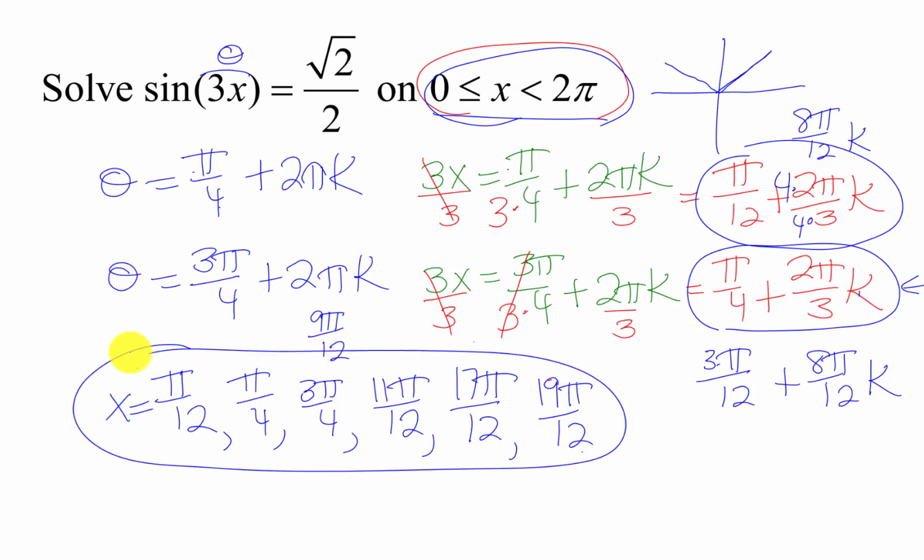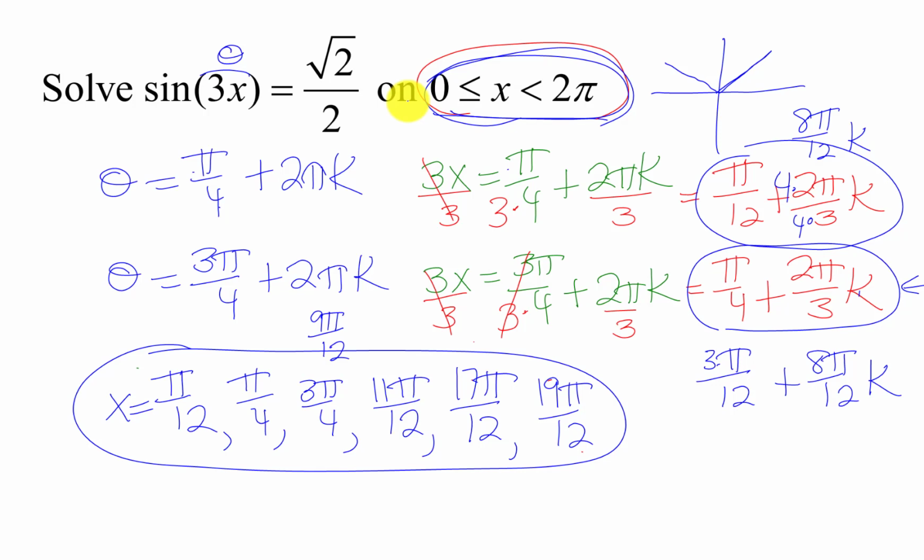Now if you hadn't been counting or realized there were 6, if you went back up and let k be 3, if you added here 24 pi twelfths, that is 2 pi, and when you add pi twelfths to it, 25 pi twelfths is not between 0 and 2 pi.